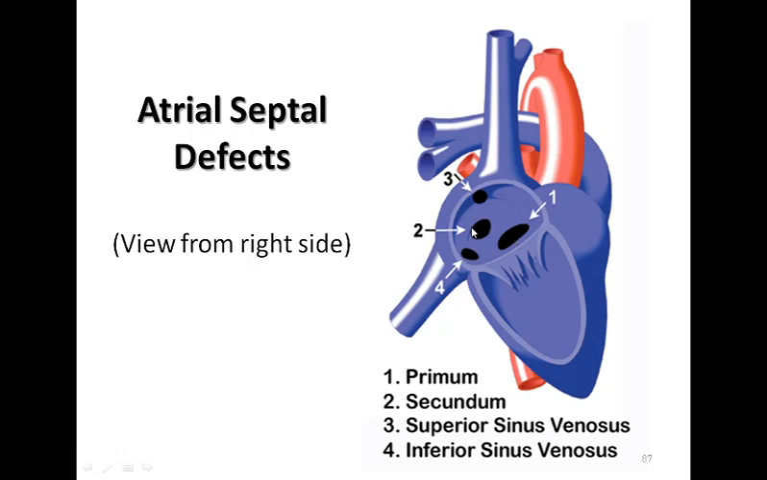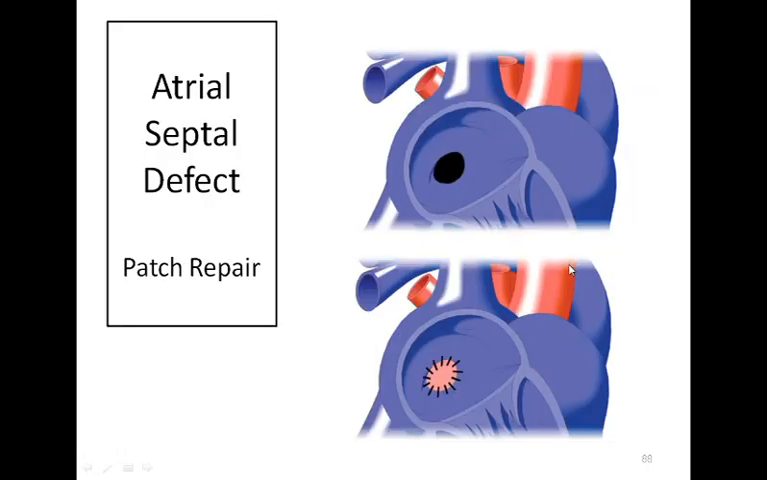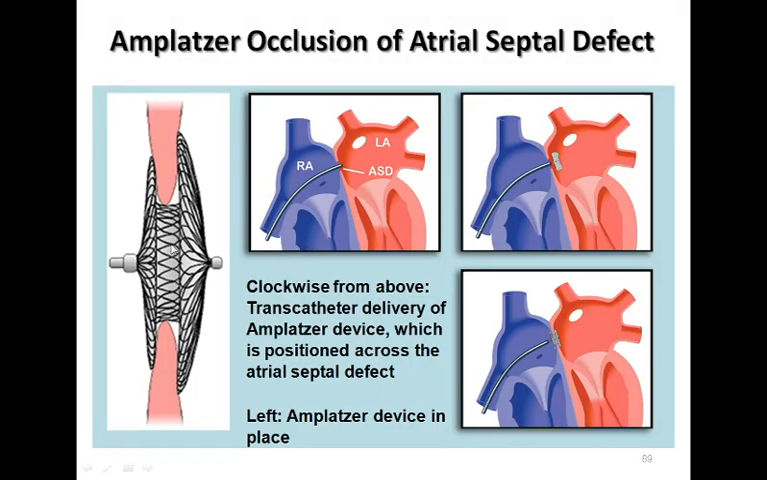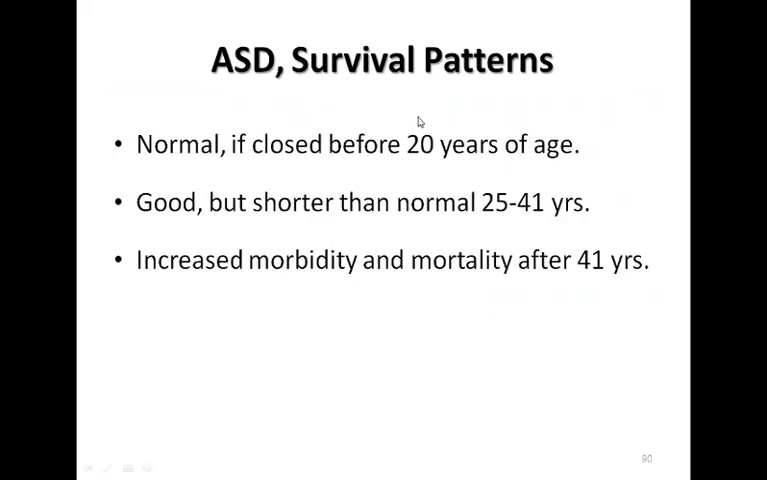This is an ostium primum. This is the ostium secundum defect. And here you can see, you can correct this by patch repair. This is the repair to close this defect. And this is how the device occlusion of the atrial septal defect is done. You insert this, and this is a mesh-like thing. Then you put the mesh there and remove the introducer. So this is how you close the atrial septal defect.